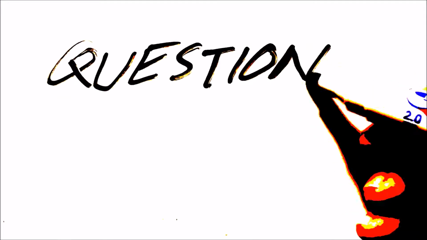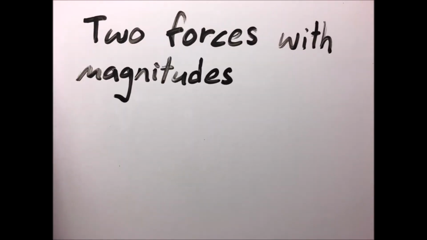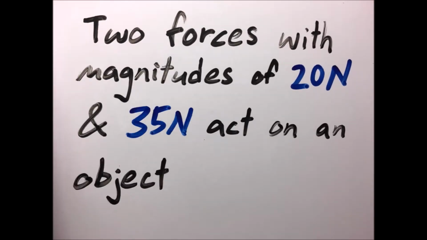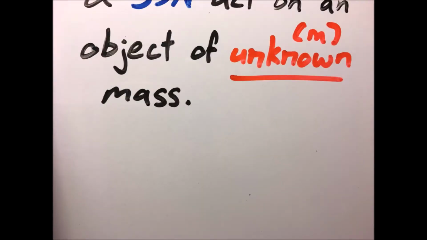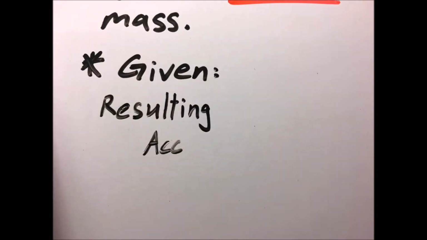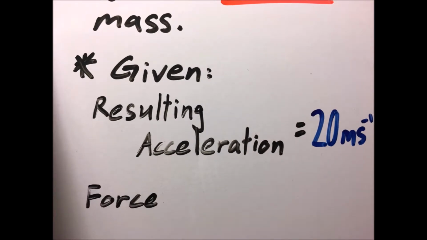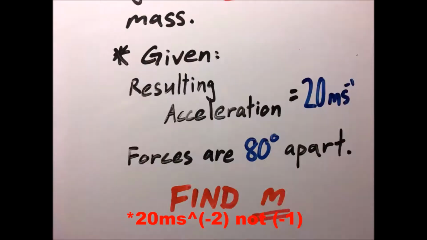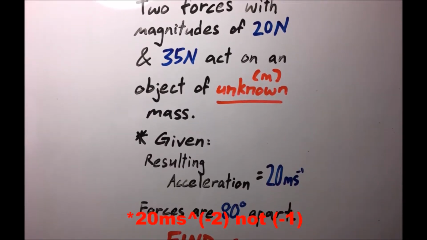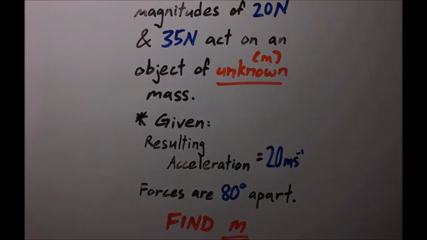Now we move on to question 2, which is an example question from chapter 5, presented by Hui Beom. There are 2 forces with magnitudes of 20 Newton and 35 Newton which act on an object of unknown mass. Given that the resulting acceleration is 20 meters per second square and each force is 80 degrees apart, find the mass of the unknown object.